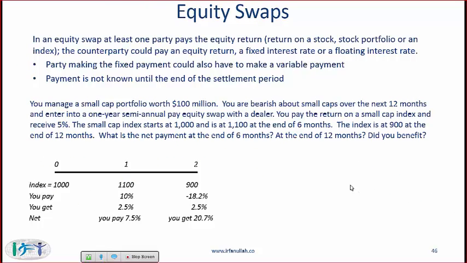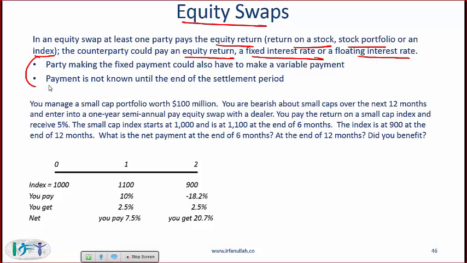The final kind of swap that you need to worry about is an equity swap. In an equity swap, at least one party pays the equity return. An equity return could be the return on a stock, it could be a stock portfolio or an index. The counterparty would pay an equity return, a fixed interest, or a floating rate.